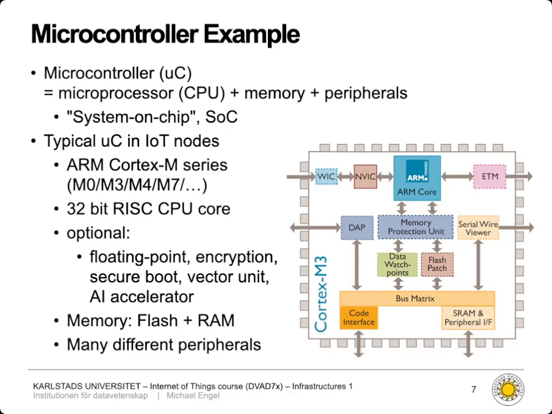So the microcontroller used here is a typical microcontroller that we can find in IoT nodes. So very many of these have a microcontroller that is using a CPU core from the ARM Cortex-M series. So there's different ARM Cortex-M microprocessor cores that you can use with different features. So it starts with the smallest one, M0, and goes up with more features and more performance. But of course, it's more expensive also.